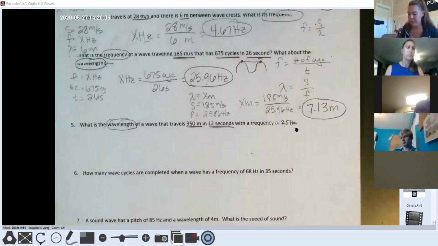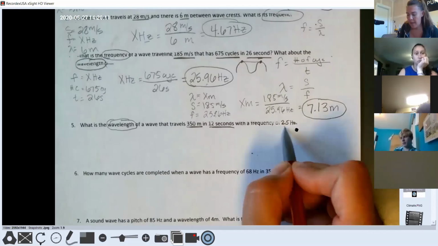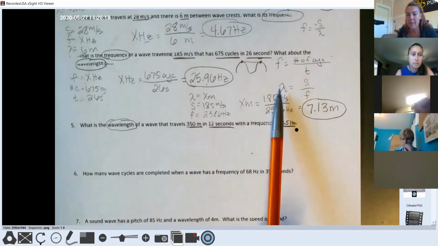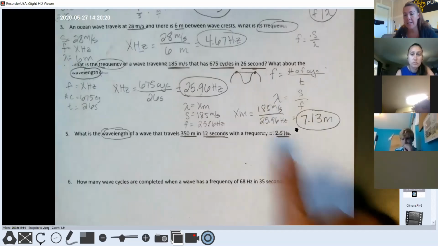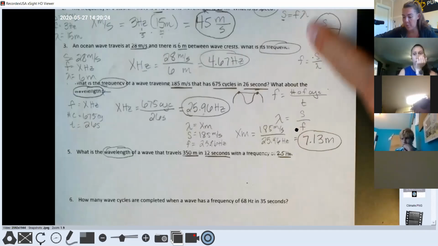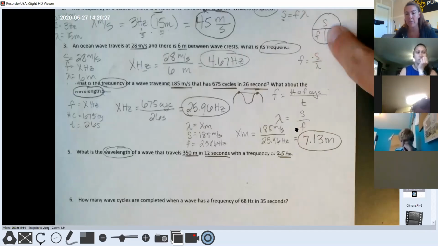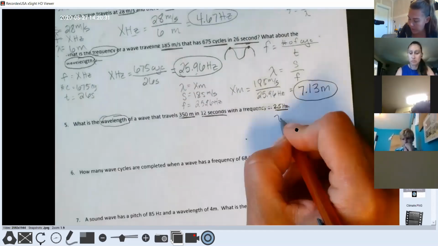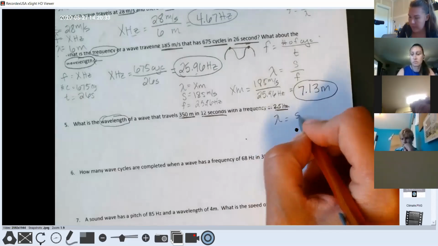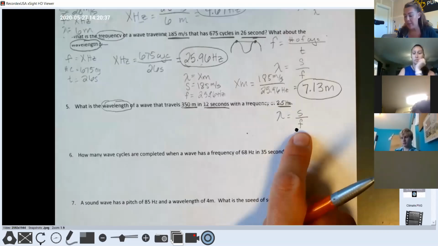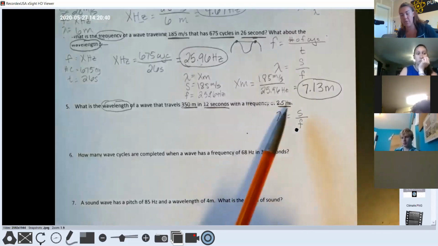So now that I have 2.5 hertz, that's my frequency. What I need for wavelength is the same thing I needed in the last problem. If I have wavelength, to find it, I need a speed and a frequency. So I have to use this little circle and say wavelength equals speed divided by frequency. That's what I just did there. So I'm going to put that over there to remember that I need a wavelength, a speed, and a frequency. I am given a frequency of 2.5 hertz, so I'm good there.